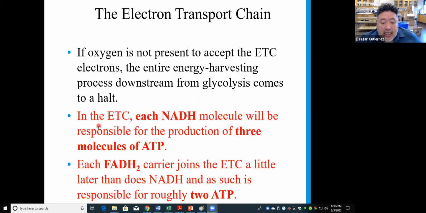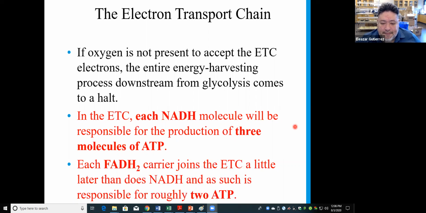It says in the electron transport chain, each NADH molecule will be responsible for the production of 3 molecules of ATP. Each FADH carrier joins the electron transport chain a little later than does NADH, and as such is responsible for roughly 2. So to recap, NADH produces about 3 ATPs, and FADH produces about 2 ATPs.